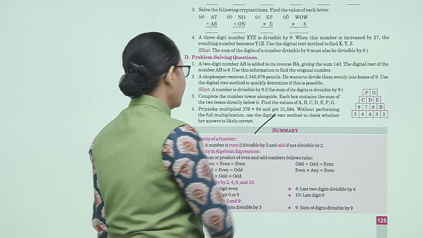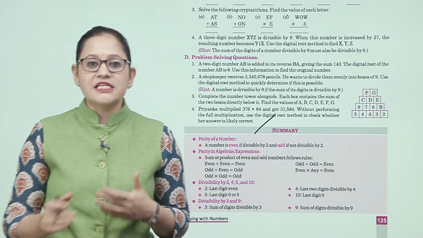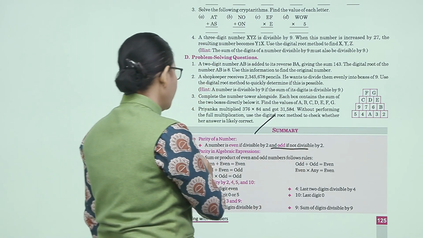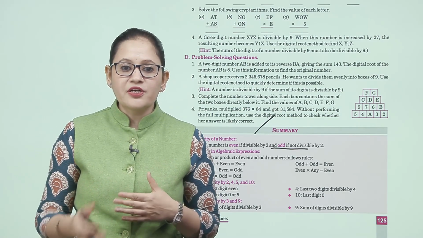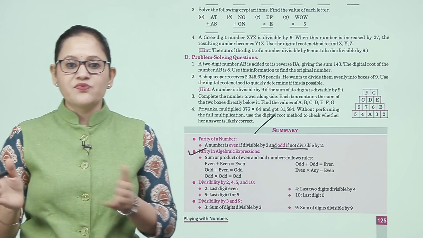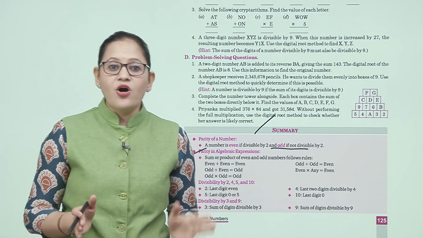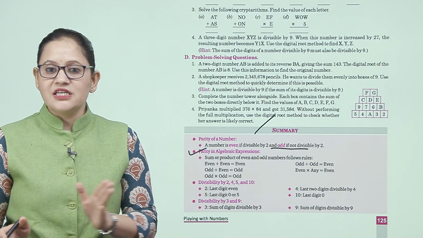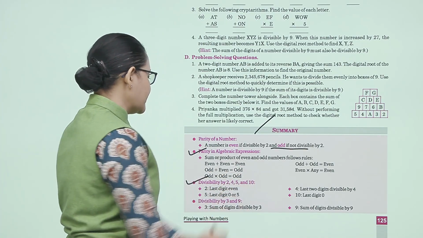Next is the summary. First is parity of numbers. An even number is divisible by 2 and an odd number is not divisible by 2. Parity is useful in algebraic expressions. The sum or product of even and odd numbers follows these rules: even plus even is even, odd plus even is odd, odd times odd is odd, odd plus odd is even, and even times any number is even.